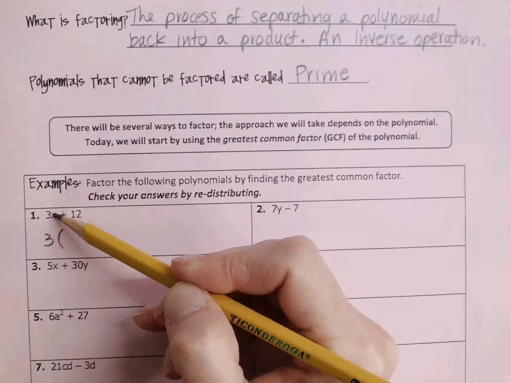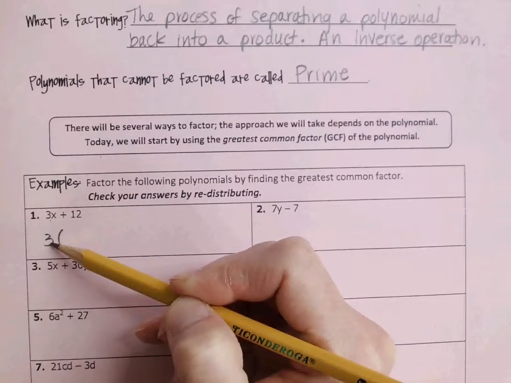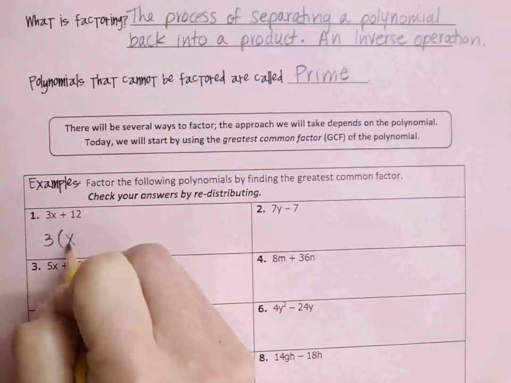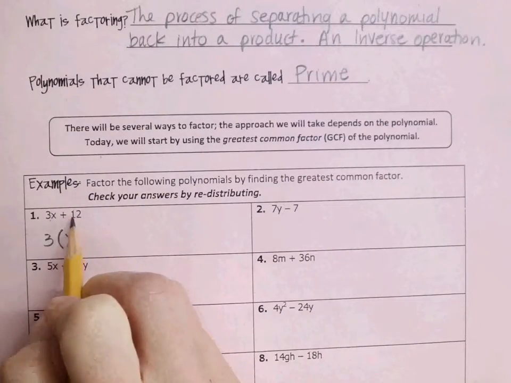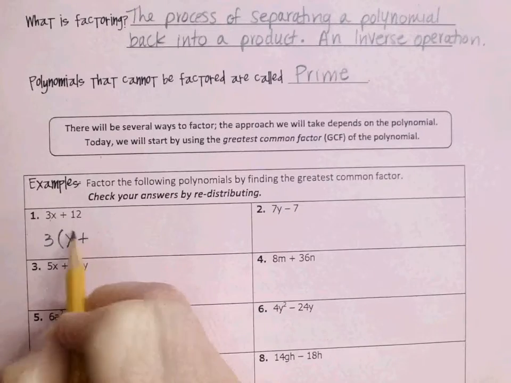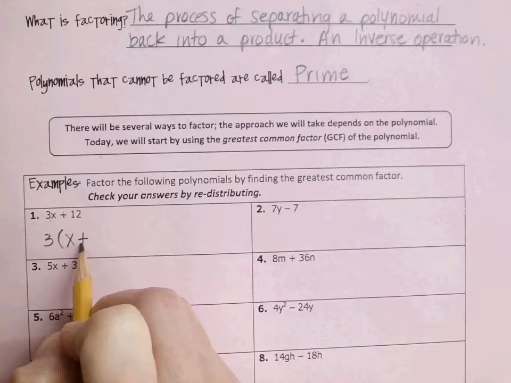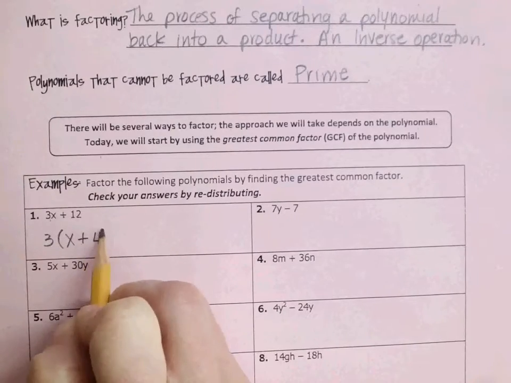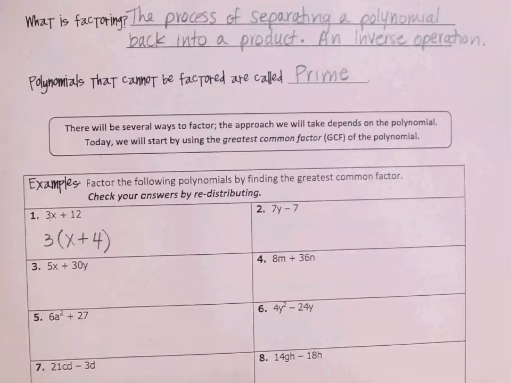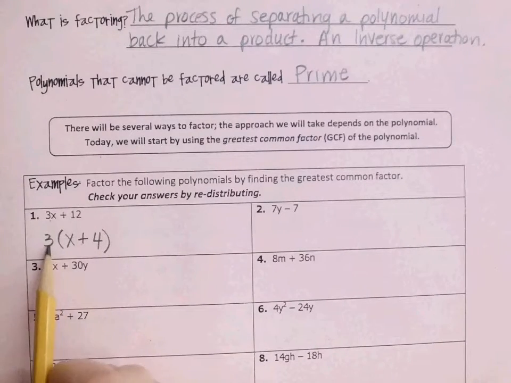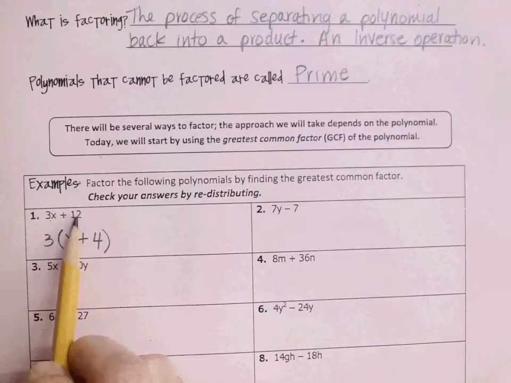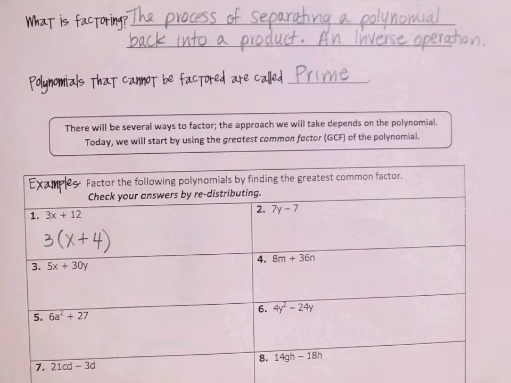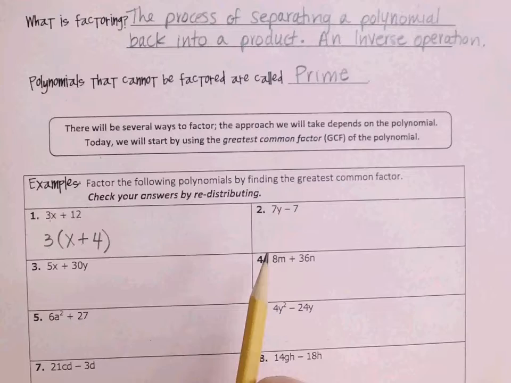We're going to do 3x divided by 3, and I'm left with x. That goes inside parentheses. Then I'm going to take that plus sign and drop it down. Then I'm going to do 12 divided by 3. I get 4. And this is my final answer. Now, the mental math to quickly check my work. 3 times x is 3x. 3 times 4 is 12. Okay? Now let's go ahead to number 2.